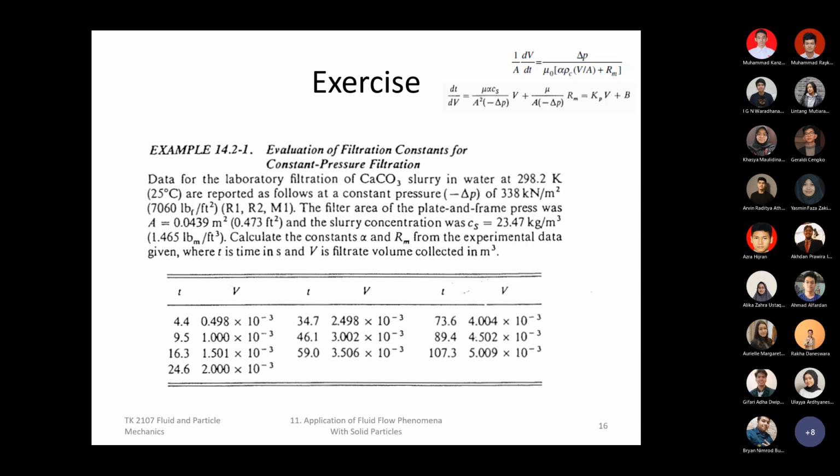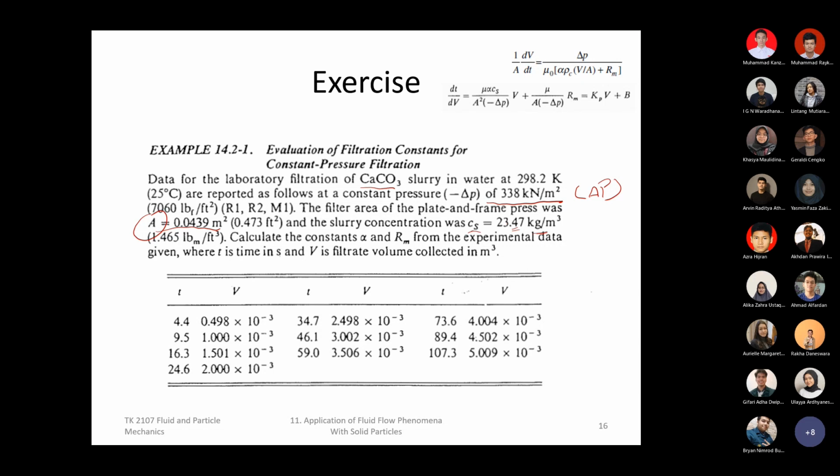So here let's say we have a laboratory filtration of calcium carbonate slurry in water, and the reported available pressure drop is 338 kilonewton per square meter. That's the delta P. Then the filter area of the plate and frame filter, that's the surface area, so of course that's the A. The slurry concentration, CS, is 23.47 kilogram per cubic meter. That's the density of the solid.